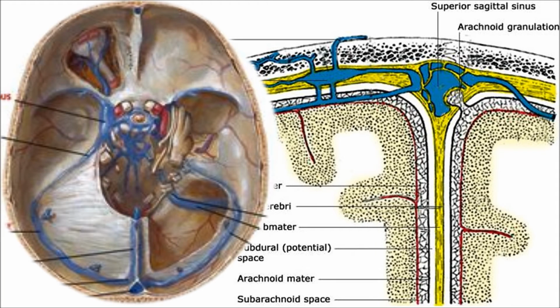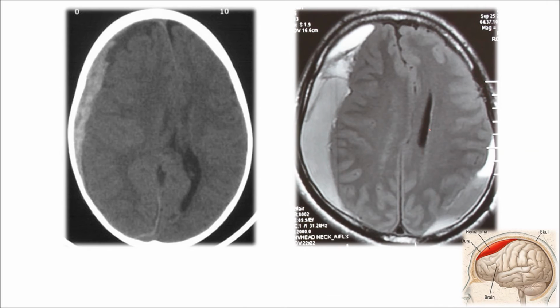Now, it goes without saying that a good force fracture trauma will cause a tear in both layers, and thus it can result in an association of an epidural as well as a subdural hematoma. Now, let's come to some examples.